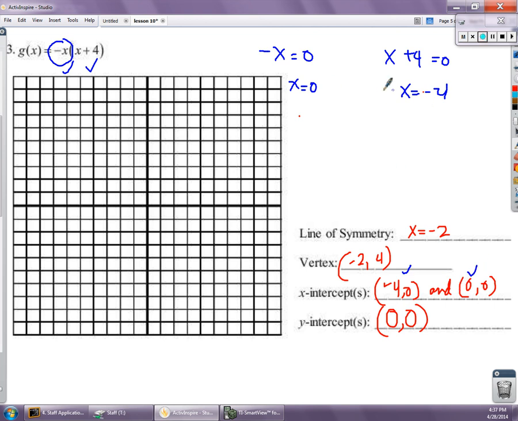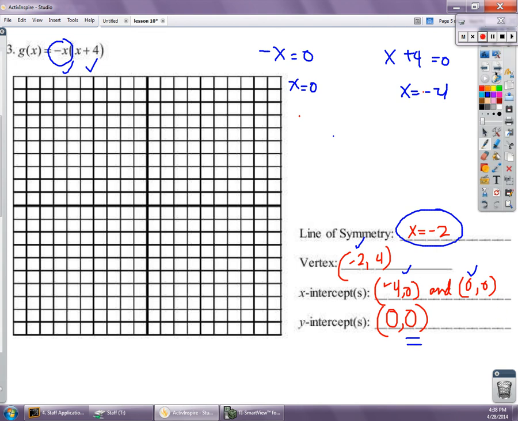And then once you know the x-intercepts, if I take the mean, -4 plus 0 divided by 2, you get -2, which is the x-coordinate of the vertex. And if you multiply -4 times 0, which are the two factors, you get the y-intercept, which is 0.